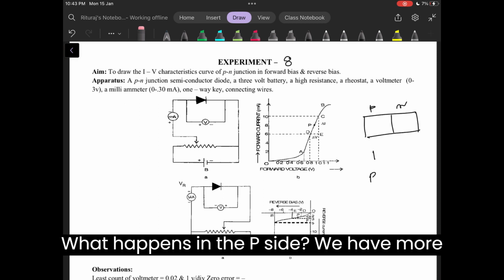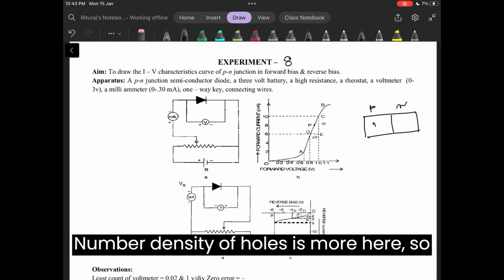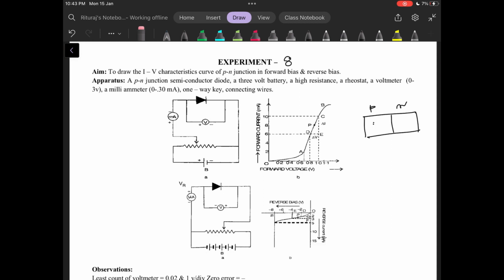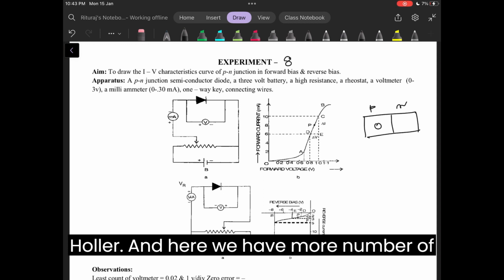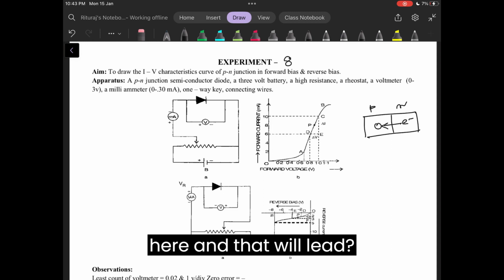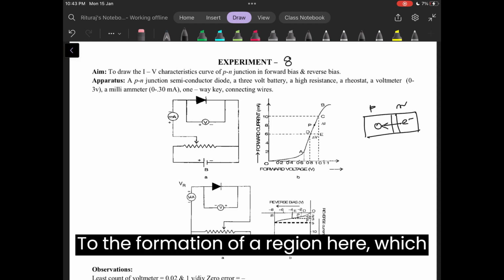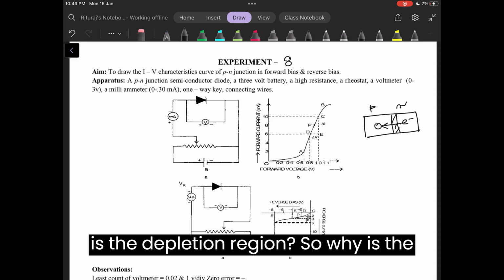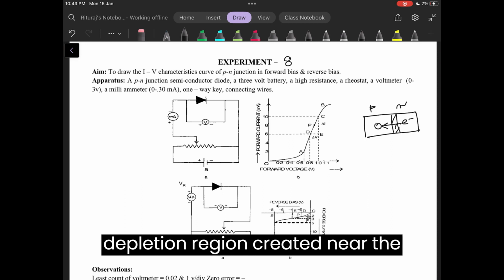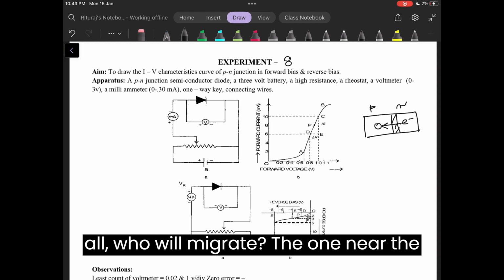What happens is, on the p side we have more number of holes, the number density of holes is more here. So I'm going to draw it as hollow, and here we have more number of electrons. So what will happen, the electrons are going to flow from here to here, and that will lead to the formation of a region here, which is the depletion region. So why is the depletion region created near the junction? That is because, first of all, who will migrate? The one near the border.